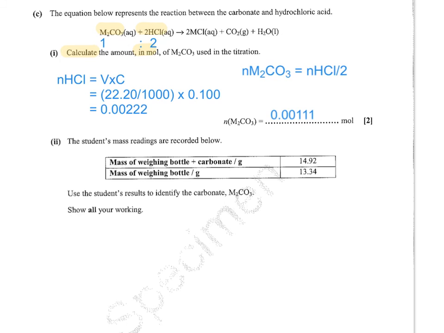So then it says the student's mass readings are recorded below. So you get the mass of your weighing bottle and the carbonate together. Sorry, I just want to re-highlight that in a slightly different colour, just to avoid confusion. There we go, that's my highlighting colour. And the mass of the weighing bottle in grams, so the difference between them is going to be the mass of the carbonate. So we need to work out the mass of the carbonate used.